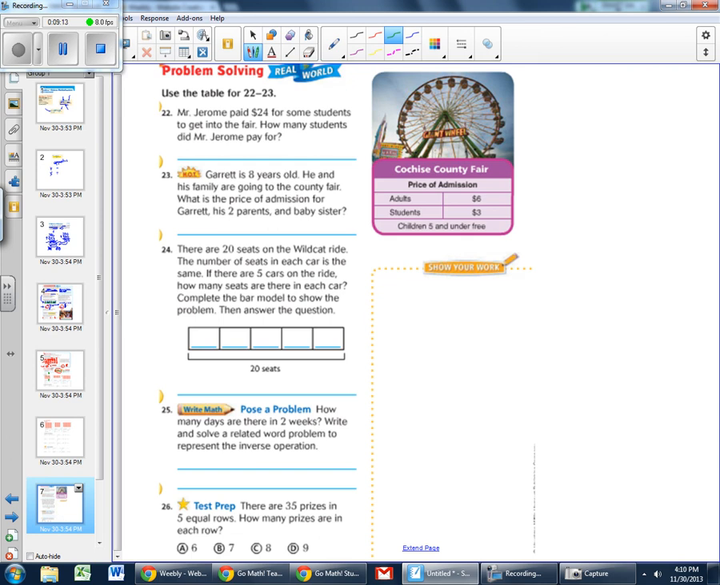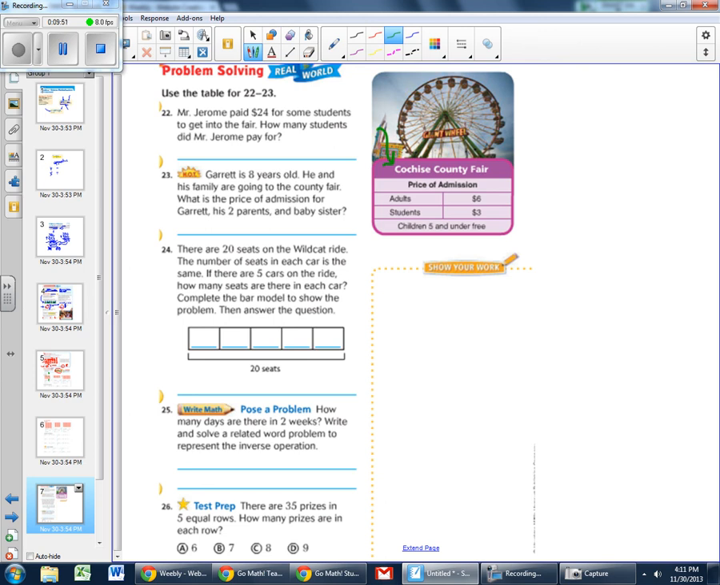Turning to the problem-solving page. We should be getting pretty good at these ones by now, too. Okay? So you're on page 238, and using the table for 22 through 23. Again, let's focus on the table together. The title of this is the Chonchase County Fair, and it's the price of admission. Okay? Then we have adults that cost $6, students that cost $3, and children 5 and under are free. Okay? So we're going to use that table to solve the first 2 problems.